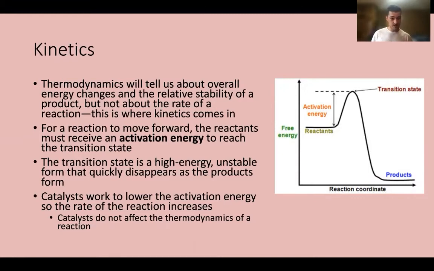So the transition state is unstable. It quickly disappears as the product forms, and catalysts work to lower the activation energy, so the rate of reaction increases. What affects how quickly the reaction will proceed is how much activation energy we actually need. If it's a higher hump, we're going to need a lot more activation energy, and it's going to take a longer time for these reactions to proceed forward. If we can somehow lower the activation energy, then it's going to be a lot easier to impart energy into the system, and a lot easier to drive the reaction forward.